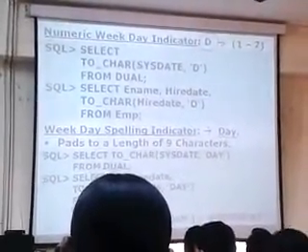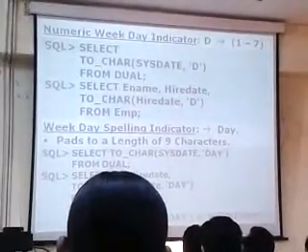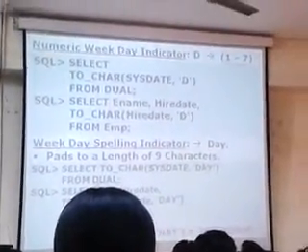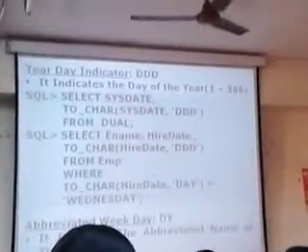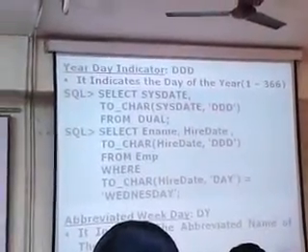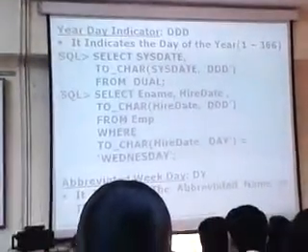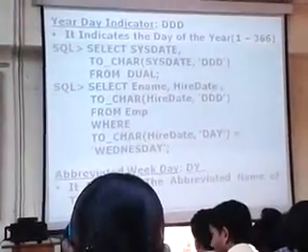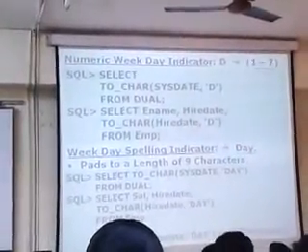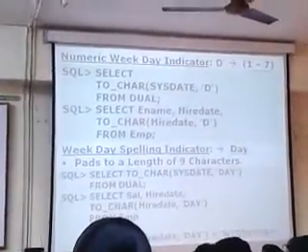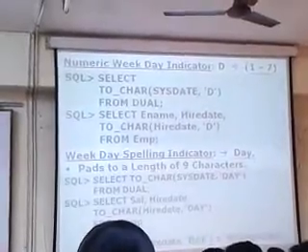So we can give the weekday in numerical form, we can give the weekday in full form, and we can even give the weekday in abbreviated form, DY. DY always gives you the weekday in abbreviated form, which is nothing but 3 characters: Monday, MON, Tuesday, TUE. In whichever way you want to represent your weekday, you can specify.